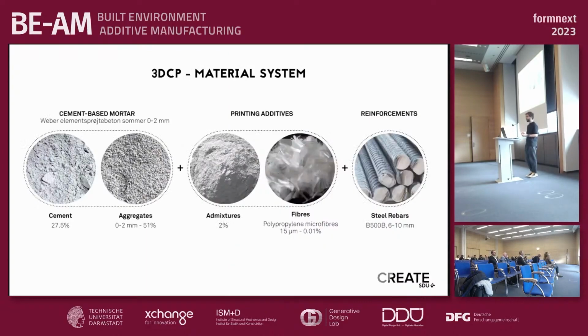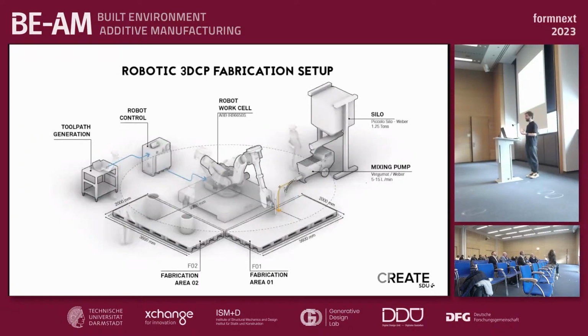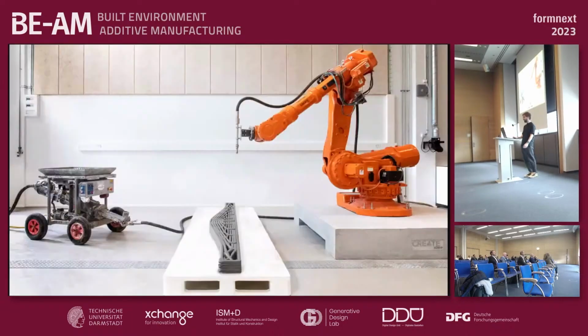All the tests and prototypes were performed mixing a cement-based mortar with admixtures, polypropylene fibers, mainly for cracking, and integrating steel rebars in the structural elements. All these tests were performed in a robotic setup, which in its final form includes a medium payload industrial robot, a continuous feed mixing pump and a connected silo. This allowed us to print multiple structural elements in the same printing day with sizes reaching up to 3.6 meters by 2 meters. And this is how the setup at CREATE Lab looks after printing, so after cleaning up.